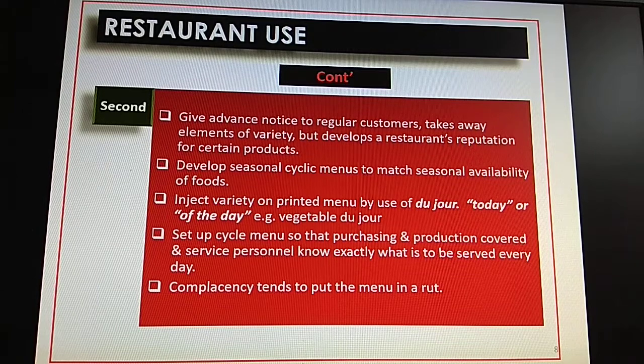And then it develops seasonal cyclic menus to match seasonal availability of foods. We don't say it as seasonal availability, but we say it as pricing availability. If the food cost is right at the time, then we are able to offer the food item. And then inject variety on the printed menu by using du jour. Du jour means today or of the day, a vegetable du jour.